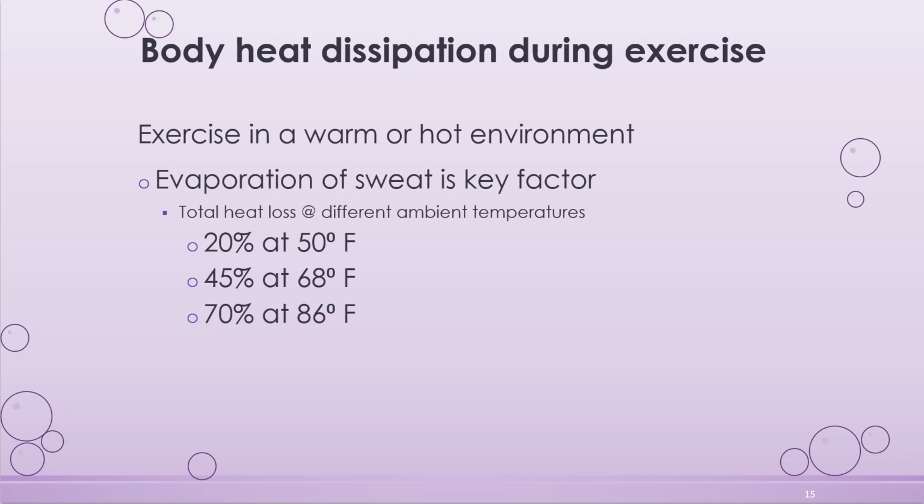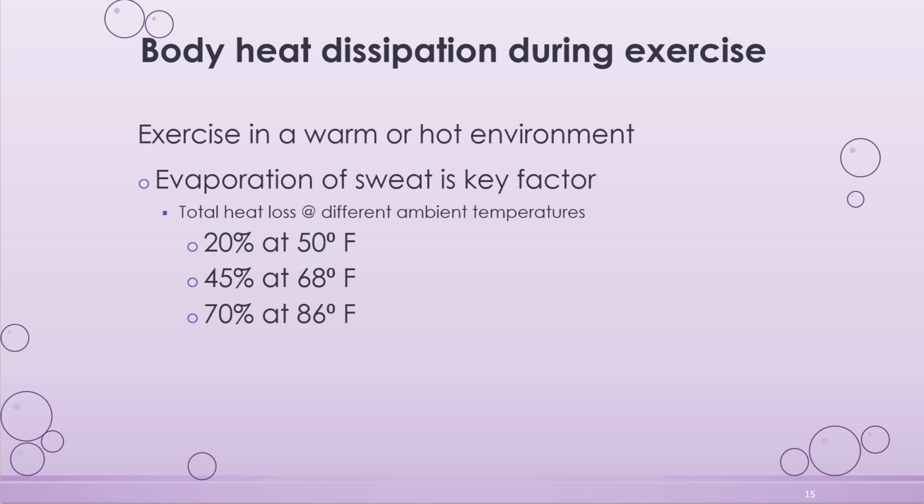As the ambient temperature increases, the body's reliance on evaporative cooling becomes more prominent. And at 86 degrees Fahrenheit, evaporation accounts for approximately 70% of total heat loss. In hotter environments, the body heavily depends on sweating and evaporation to cool down. Conduction and radiation become less effective as the ambient temperature approaches or surpasses body temperature.